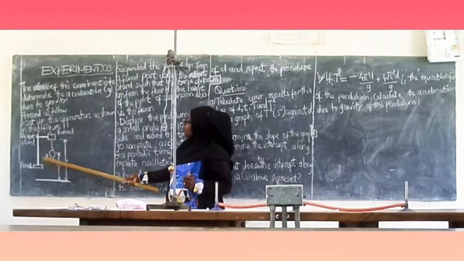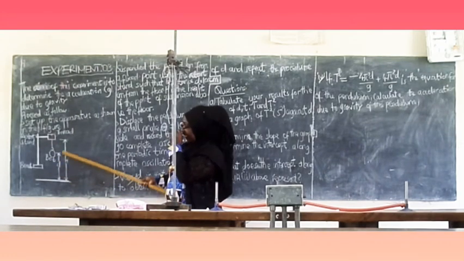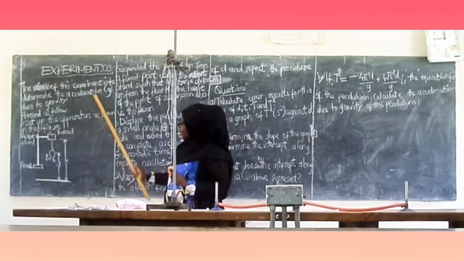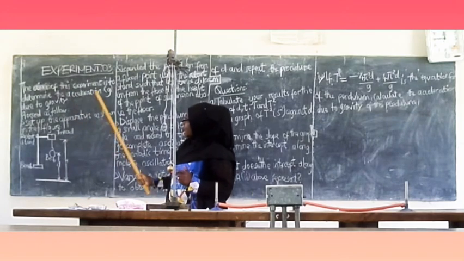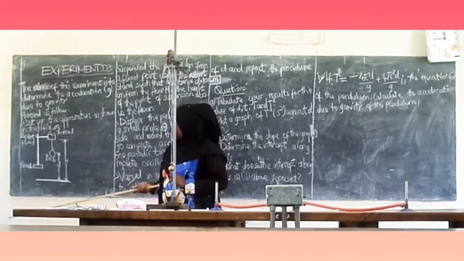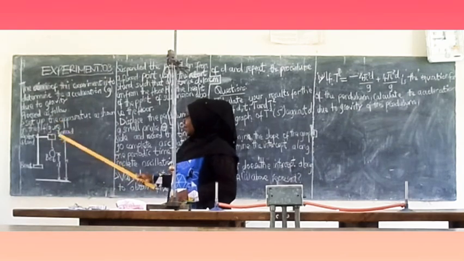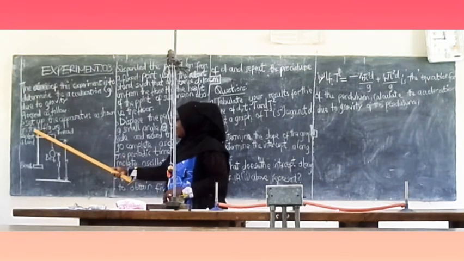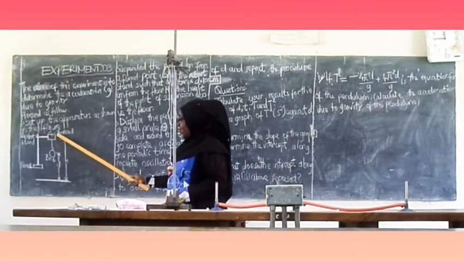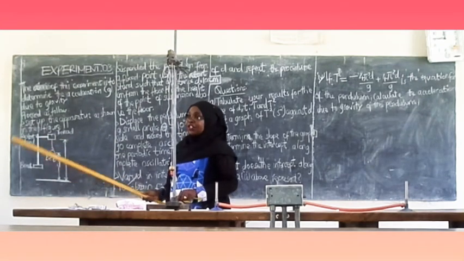Kama tulivyoonyesha mchoro wetu, this is the diagram for the following experiment. The aim of the experiment is to determine the acceleration due to gravity. Set up the apparatus as shown in the figure. This is the figure which shows the condition of the problem.